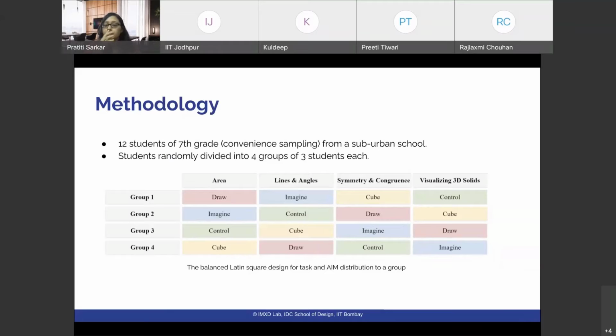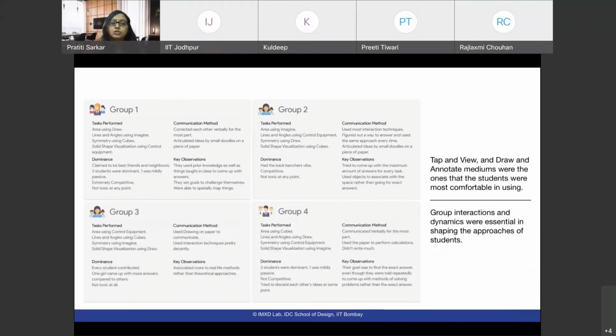And one was the control medium, where they were not given any medium. It was a basic paper-pen medium where they had to solve the questions on the paper. So each of the groups got to explore each of these AR interaction mediums and the tasks. So this then gave us certain findings about how the students are interacting to solve the questions.